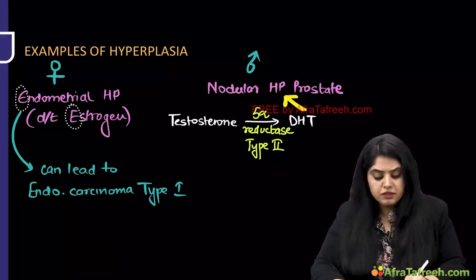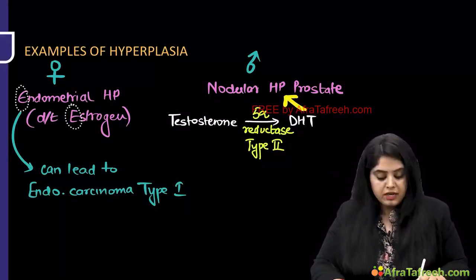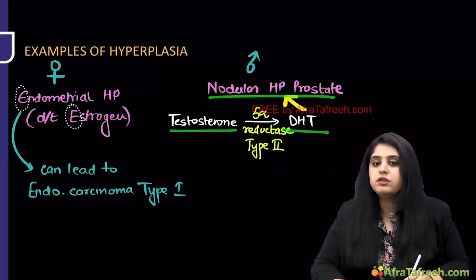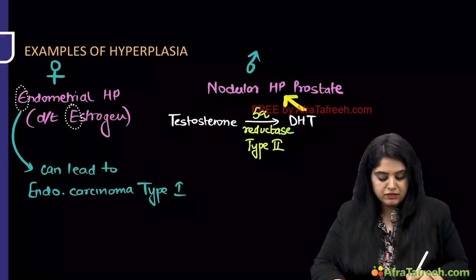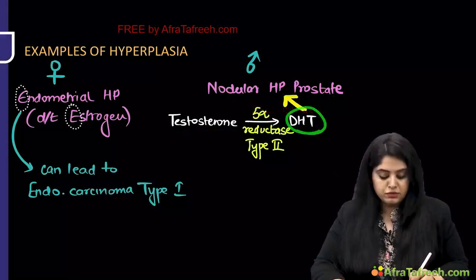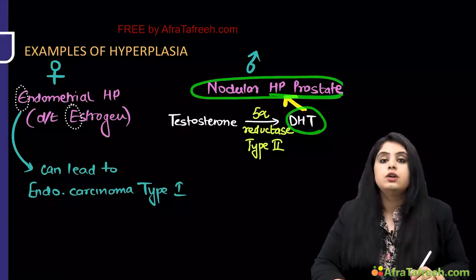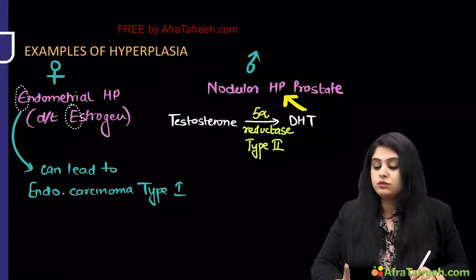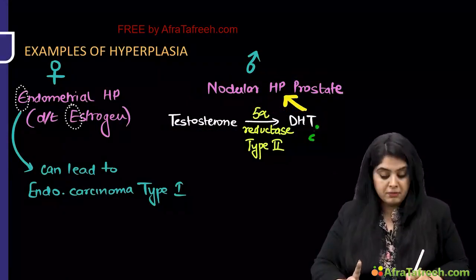So what was the previous year question? What causes nodular hyperplasia prostate? Is it testosterone or is it dihydrotestosterone? So your answer is going to be dihydrotestosterone, and that is going to result in nodular hyperplasia prostate. Dhyan se sunna, don't mark testosterone in the paper, mark DHT.